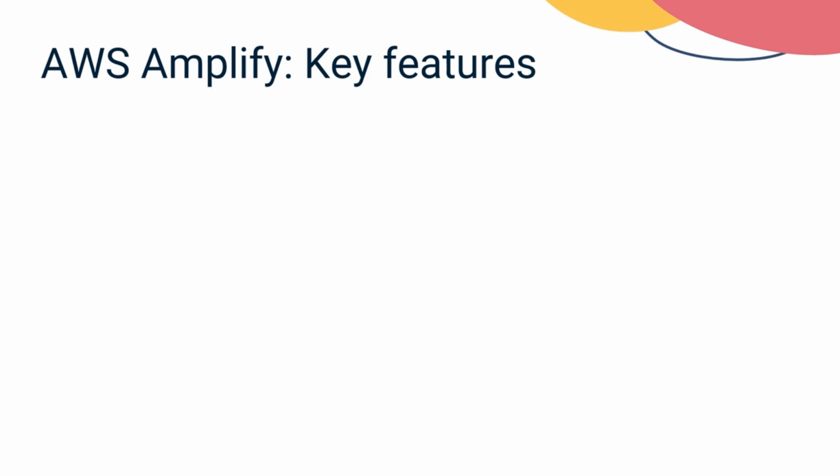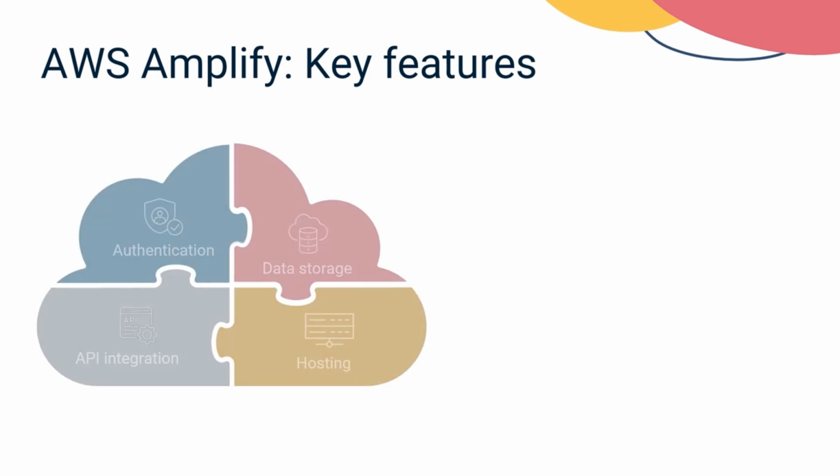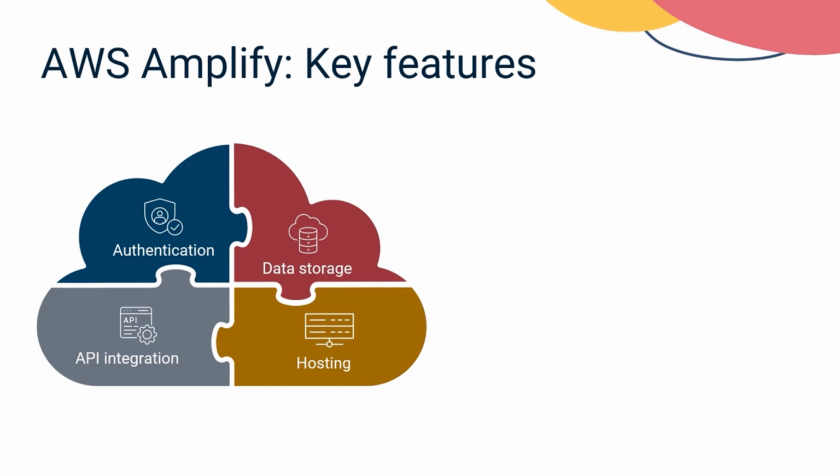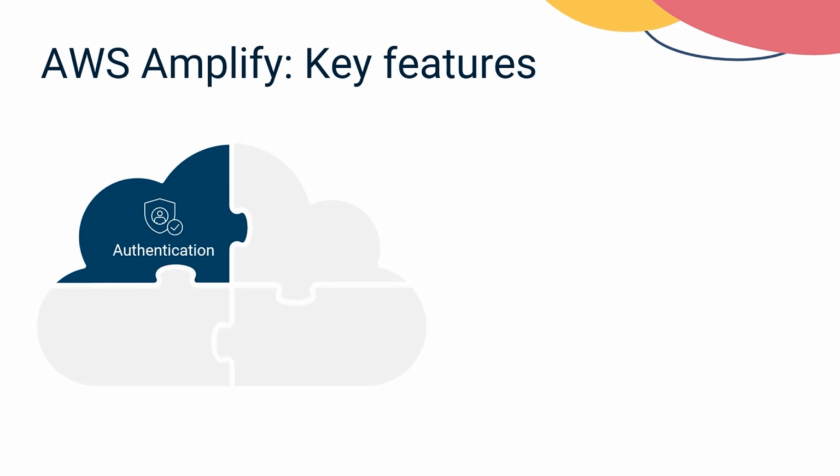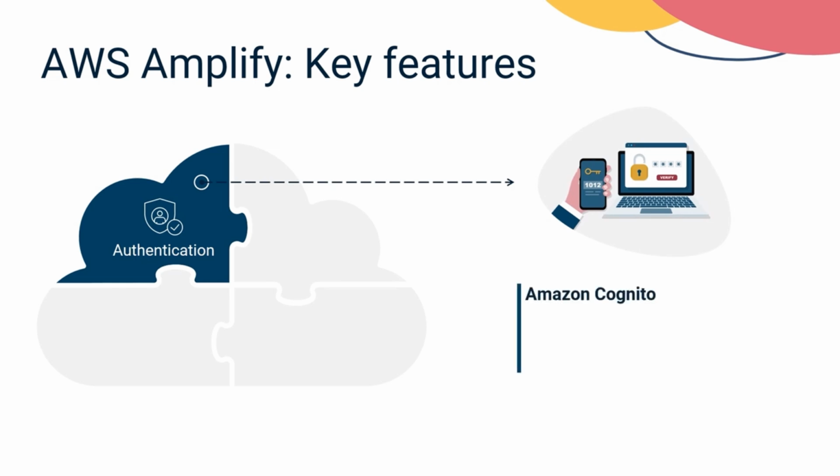Let's explore how AWS Amplify simplifies mobile and web app development by handling crucial backend processes. AWS Amplify is a powerful tool that helps developers create scalable, full-stack mobile and web applications. It simplifies back-end processes such as authentication, data storage, API integration, and hosting. One key feature of AWS Amplify is Amazon Cognito, which allows you to easily add authentication, sign up, and sign in functionalities to your app.